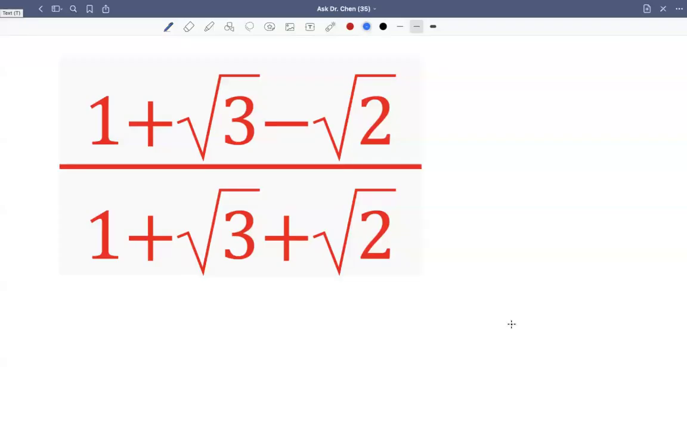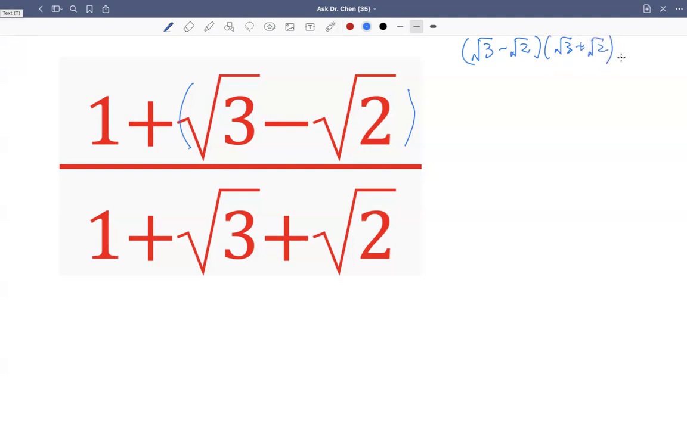Let's see how to simplify this irrational expression. We have square root of 3 and square root of 2, also in the denominator. The only difference is in the numerator, we have square root 3 minus square root 2. Whenever we see this kind of situation, we're thinking of the conjugate. Its conjugate is square root of 3 plus square root of 2.